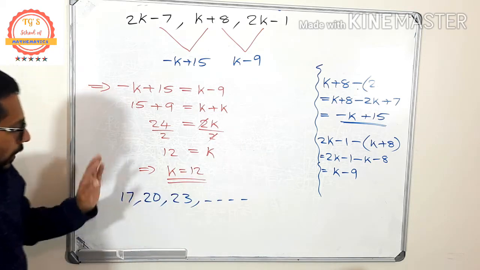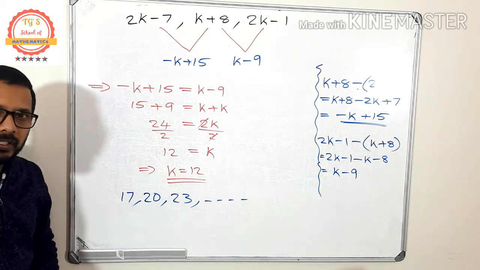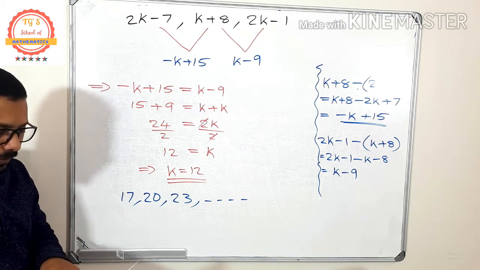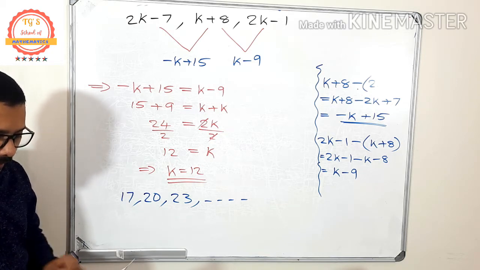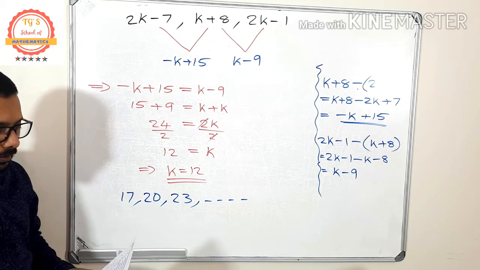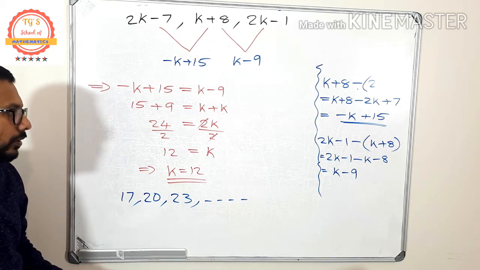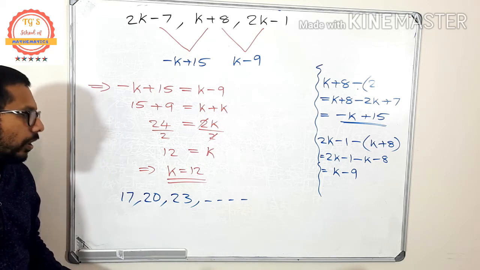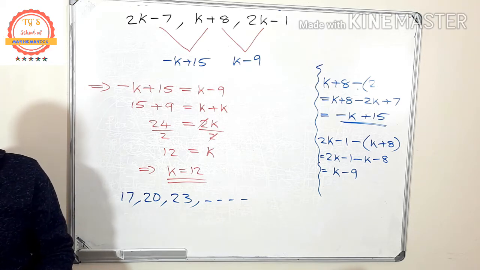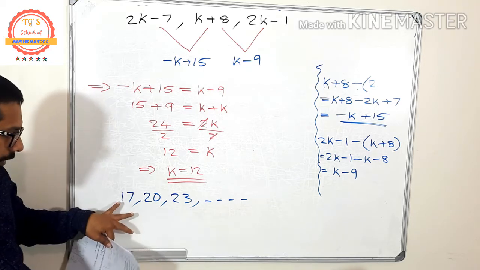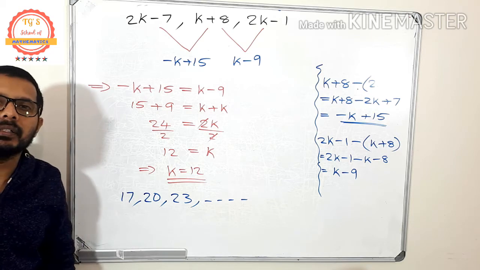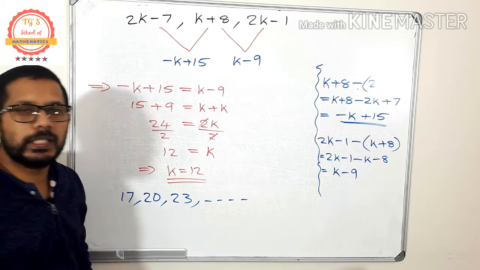Okay. So this is not our question. We didn't finish our question. What is our question? Calculate the value of the 15th term. So that is the question. So how can we find the 15th term now? Using this given sequence, we have to find the nth term, Tn.